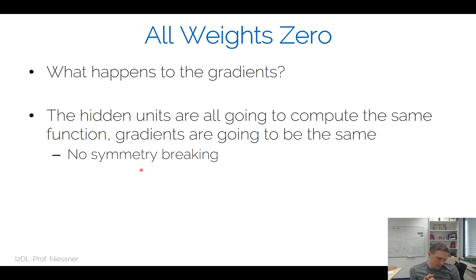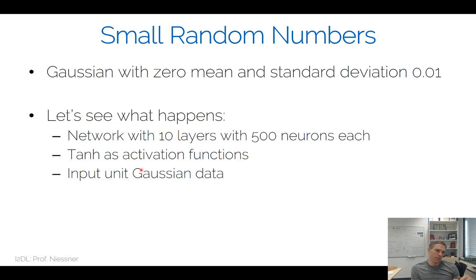So what are the alternatives? Well, I can just initialize the whole thing with small random numbers. A good idea here is to start with a Gaussian distribution. I sample from a Gaussian distribution with the mean being zero, which makes sense, since I want a mean-centered distribution. And when I say small numbers, I set, for instance, the standard deviation to something like 0.01. That's pretty small. So let's see what happens.